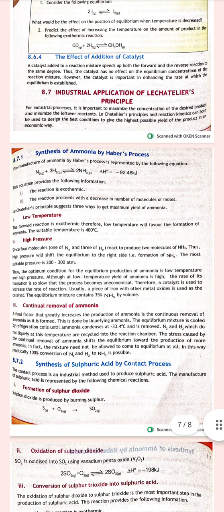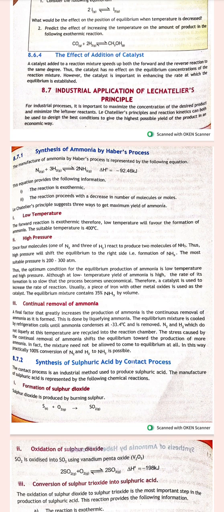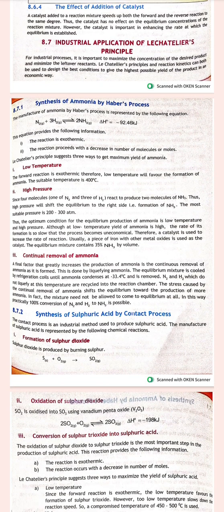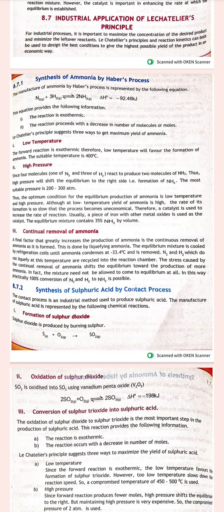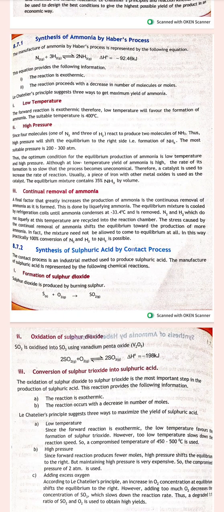The effect of addition of catalyst. So, synthesis of ammonia by Haber's process. So what is the importance of a catalyst? We will see from these examples. First is the Haber's process. So N2 plus 3H2 gives us 2NH3, that is ammonia, and this is an exothermic reaction liberating minus 92.46 kilojoule of heat.